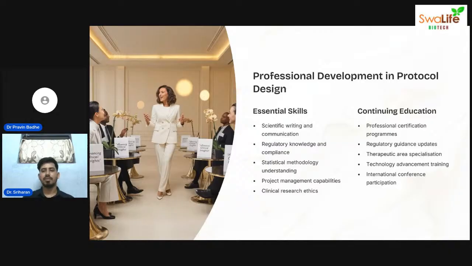If you are a clinical pharmacist, you want to take therapeutic area specialization, because if you are in a nephrology ward, you should focus on kidney research. Likewise, BCP, and there are major courses in therapeutic area specialization, and technologies and advancement training, like AI integration, and international conference participation. Using international conferences, we publish our abstracts and articles, which will show the coming person what our professional development is.